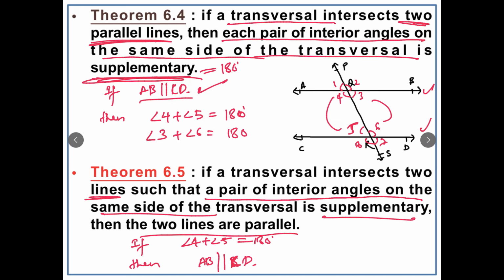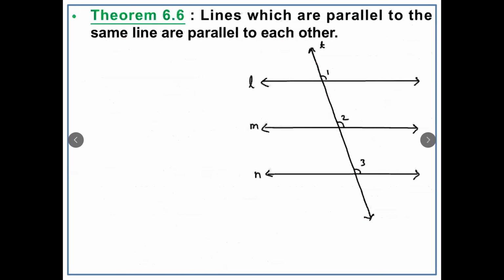That's what these two theorems say. This one says, if lines are parallel, then the interior angles on the same side will be supplementary. Or if the interior angles on the same side of the transversal are supplementary, then the lines have to be parallel. That's what this theorem says.